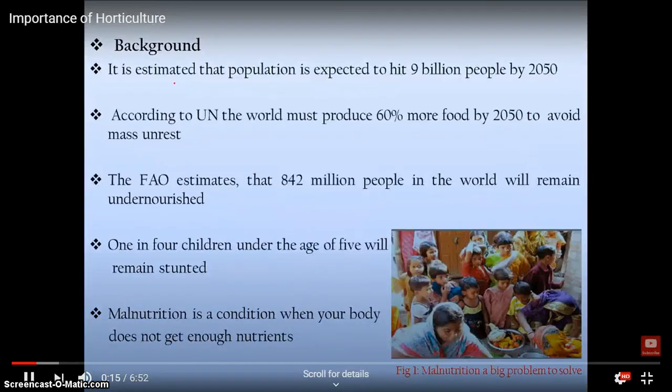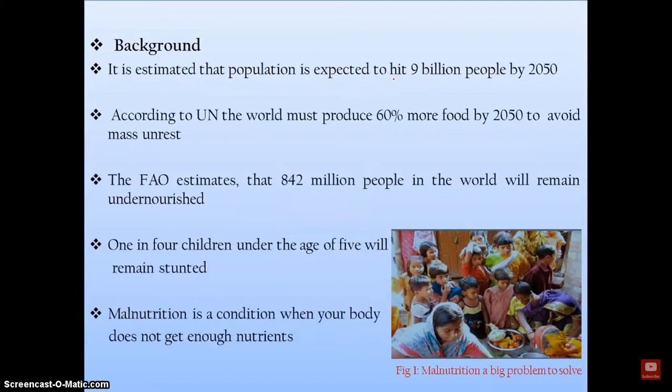It is estimated that the population of the world is expected to hit 9 billion people by 2050. According to the United Nations, the world must produce 60% more food by 2050 to avoid mass unrest. So according to the United Nations, this is the target to achieve by 2050.